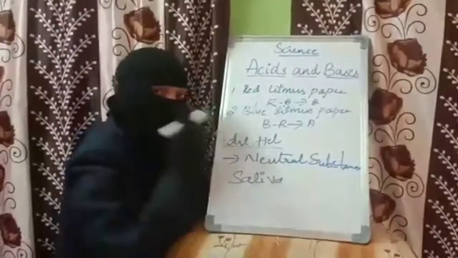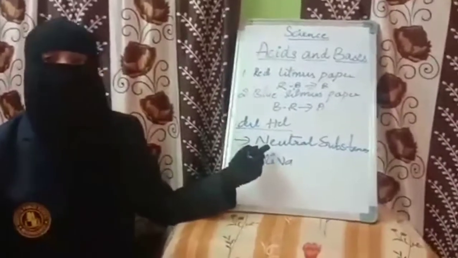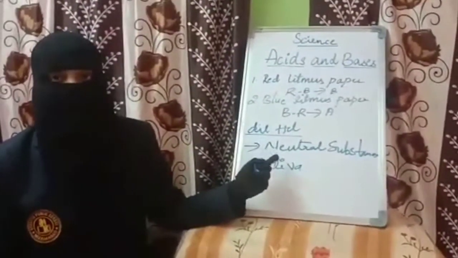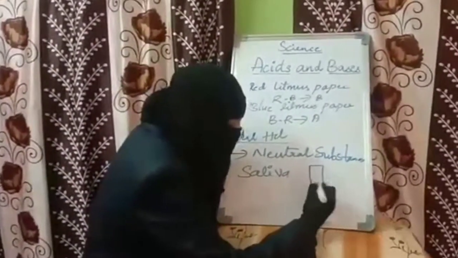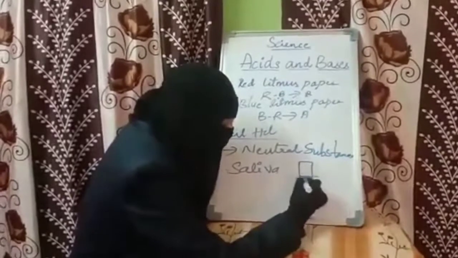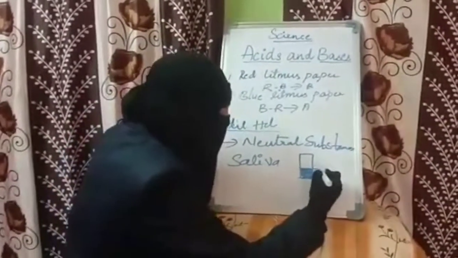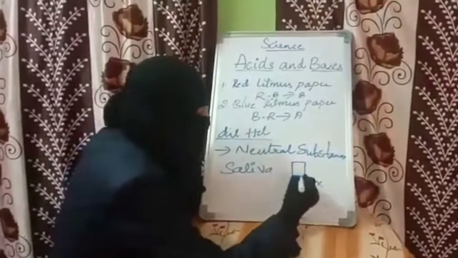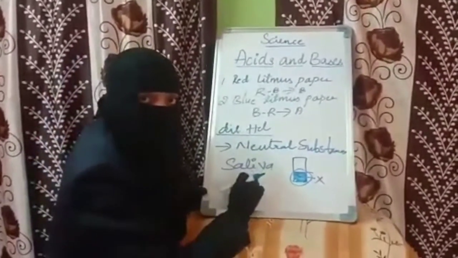You know, the liquid present in our mouth is called saliva. Saliva is actually a neutral solution, a neutral substance. That means if you take a sample of saliva and put it on the red litmus paper or on the blue litmus paper, for example, this is blue litmus paper, I am going to put a sample of saliva here. Do you think any changes will be seen? No, there will be no change in the color of this litmus paper because saliva is neutral in nature.